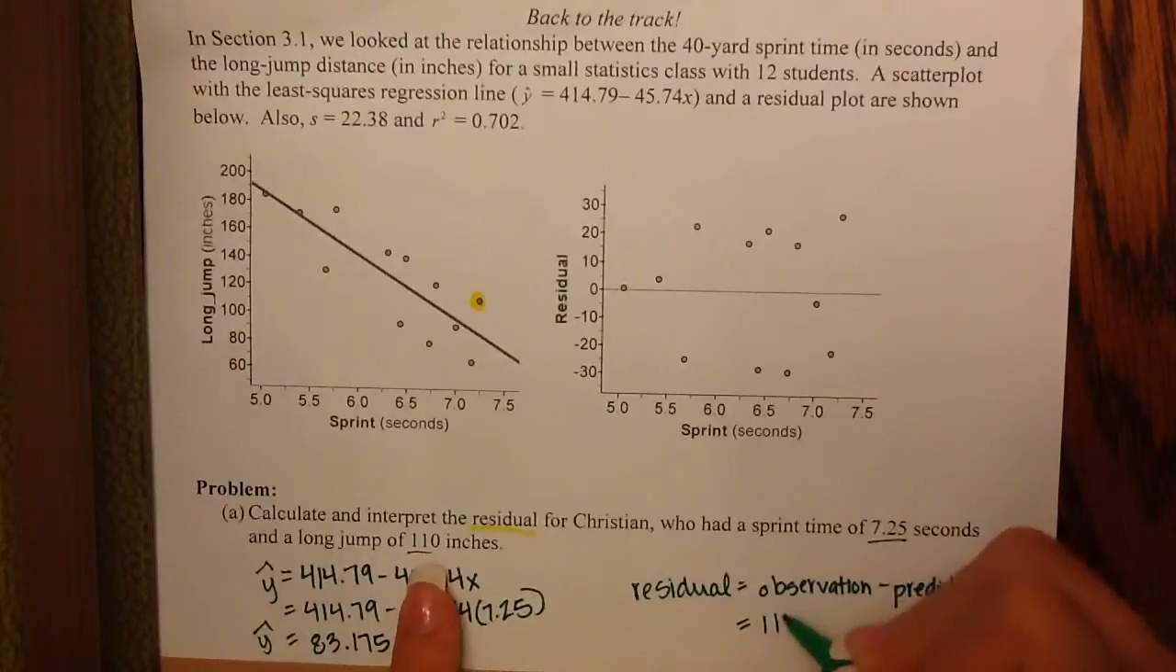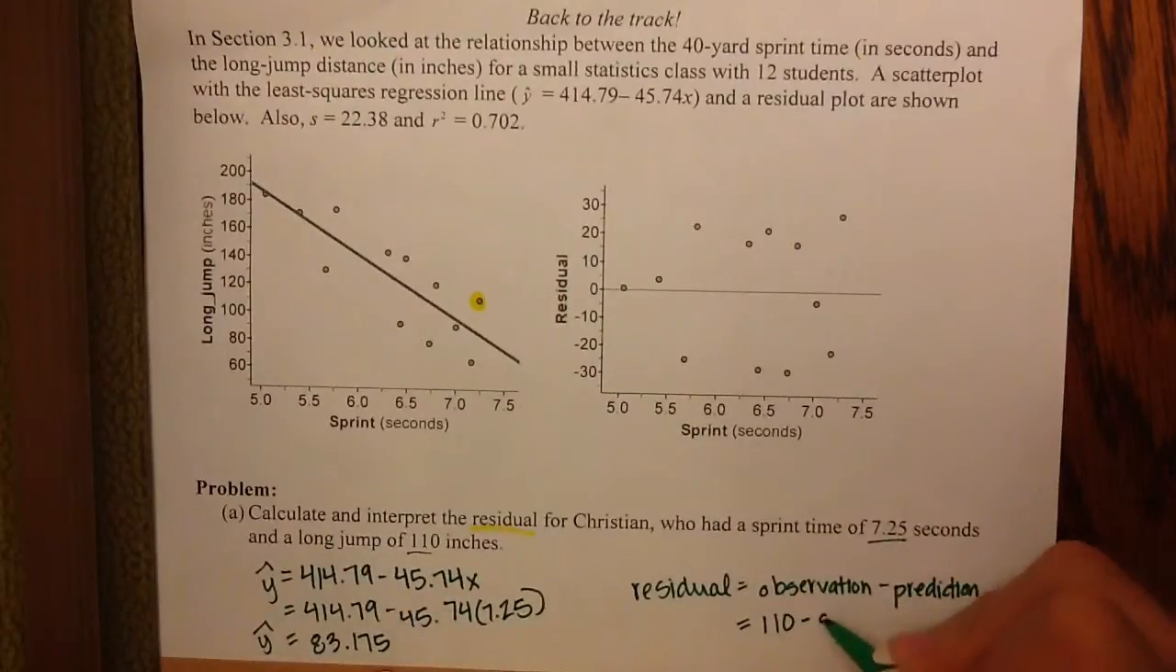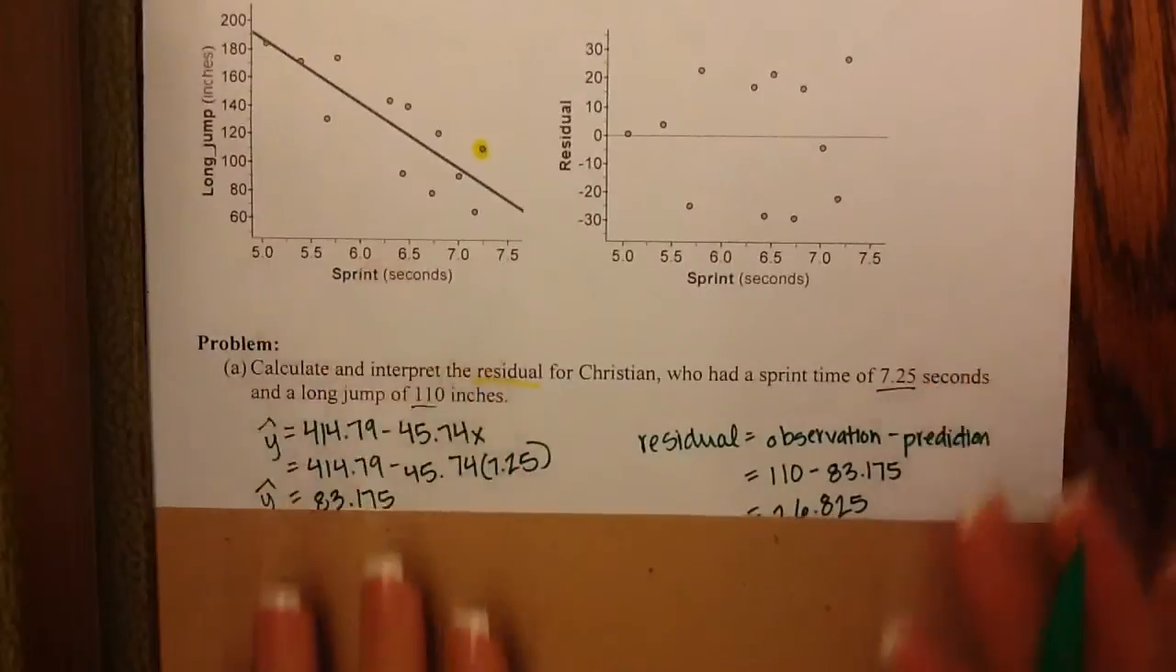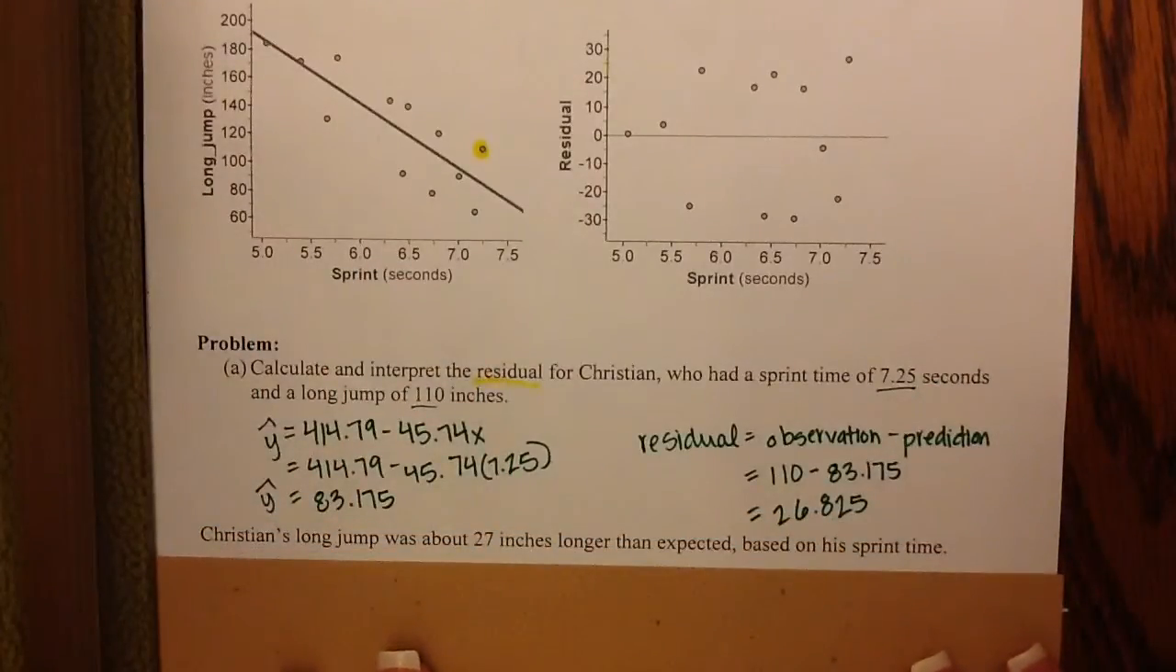The observation of 110 minus the prediction of 83.175 gives us our residual of 26.825. And as always, we're going to give that answer in context. So Christian's long jump was about 27 inches longer than expected based on his sprint time.